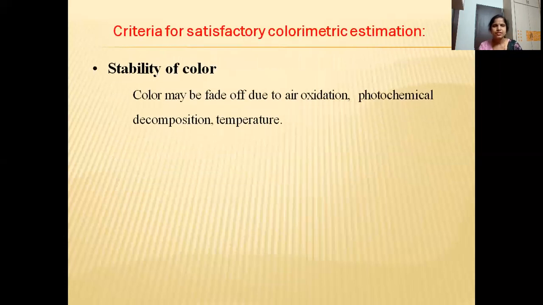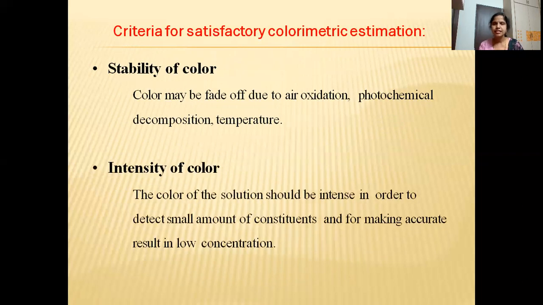So what is the criteria for satisfactory colorimetric estimation? When you are doing colorimetric estimations, you have to take care about the stability of the color. The first point is whether the solution color is stable or not, because sometimes the color will fade away due to air oxidation, photochemical decomposition, or temperature. So you have to ensure that the color is stable. Then the intensity of the color. The intensity of the color will be less for low concentrations, but you have to see that the intensity of the color is more even in low concentrated solutions.